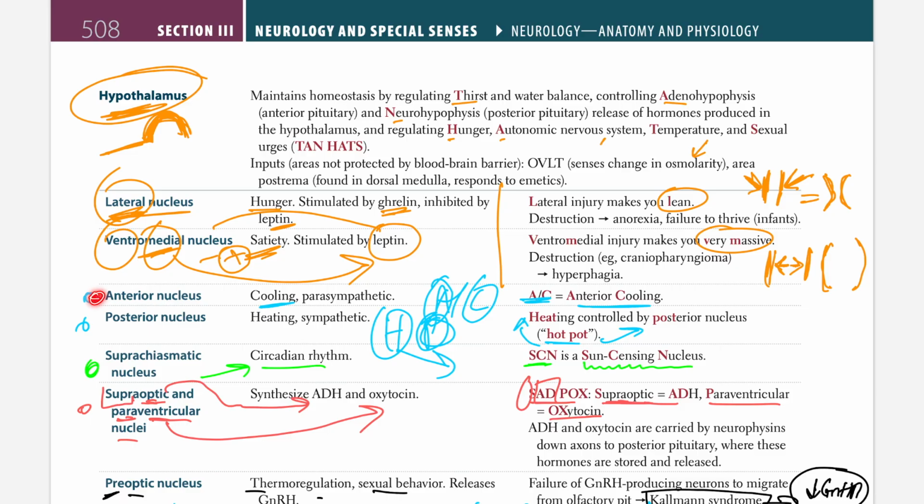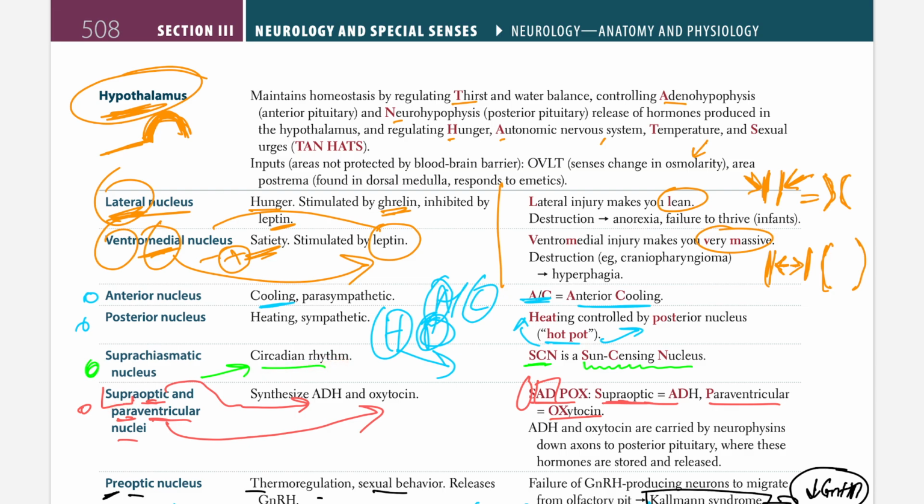And then you have the anterior nucleus and the posterior nucleus. Anterior is for the AC. AC is for cooling. And the posterior is the hot pot. Hot pot is for the heating. Cooling is parasympathetic, and heating is sympathetic. Suprachiasmatic is all about circadian rhythm, from the secretion of melatonin and all that.